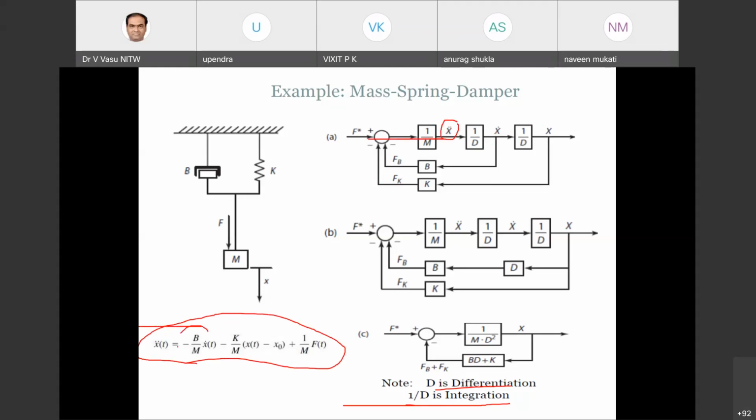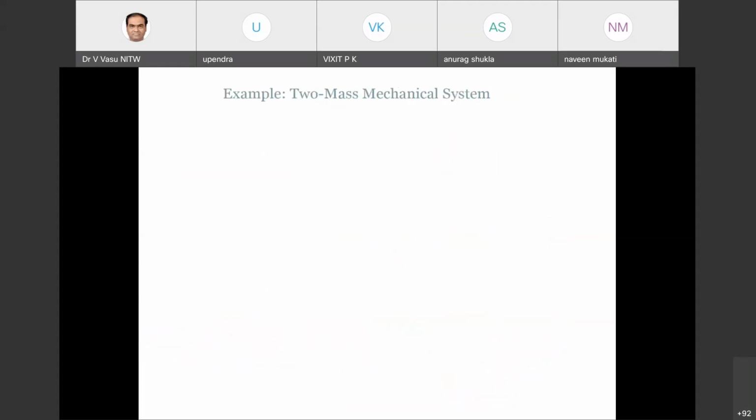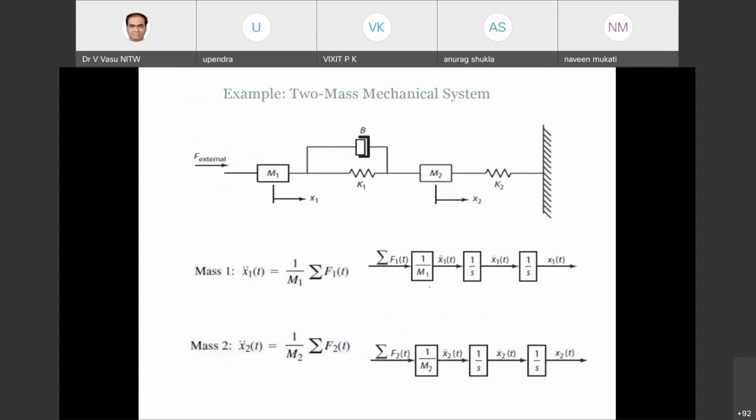Okay, so here x double dot(t) is multiplied by minus b by m. Okay, so here this one is 1/m and this is going to be b. So this is how we can represent it, and finally if you want to do the reduction, this is how the block representation of this particular equation is going to be represented.